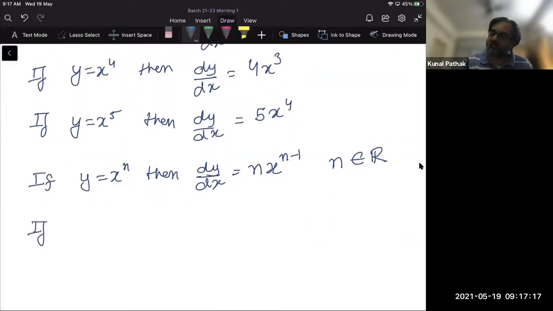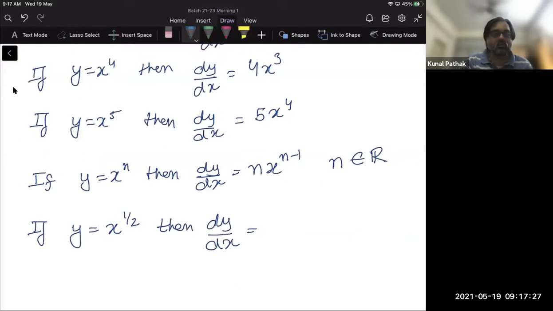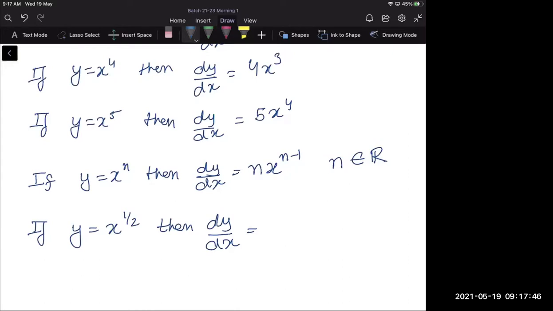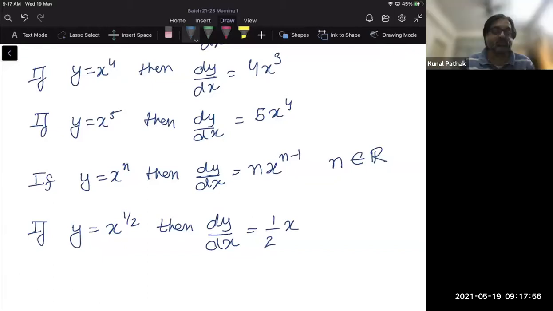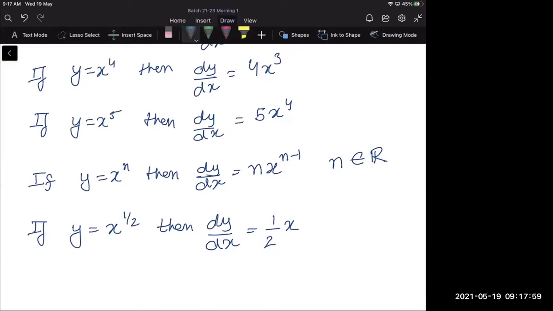So if y is equal to x raised to the power half, then dy by dx will be equal to, and this will be answered by Sanskriti. Yes, sir. I think the answer will be half x raised to the power n by 2. Half x raised to the power n minus 1 by 2. 2n minus 1 by 2.